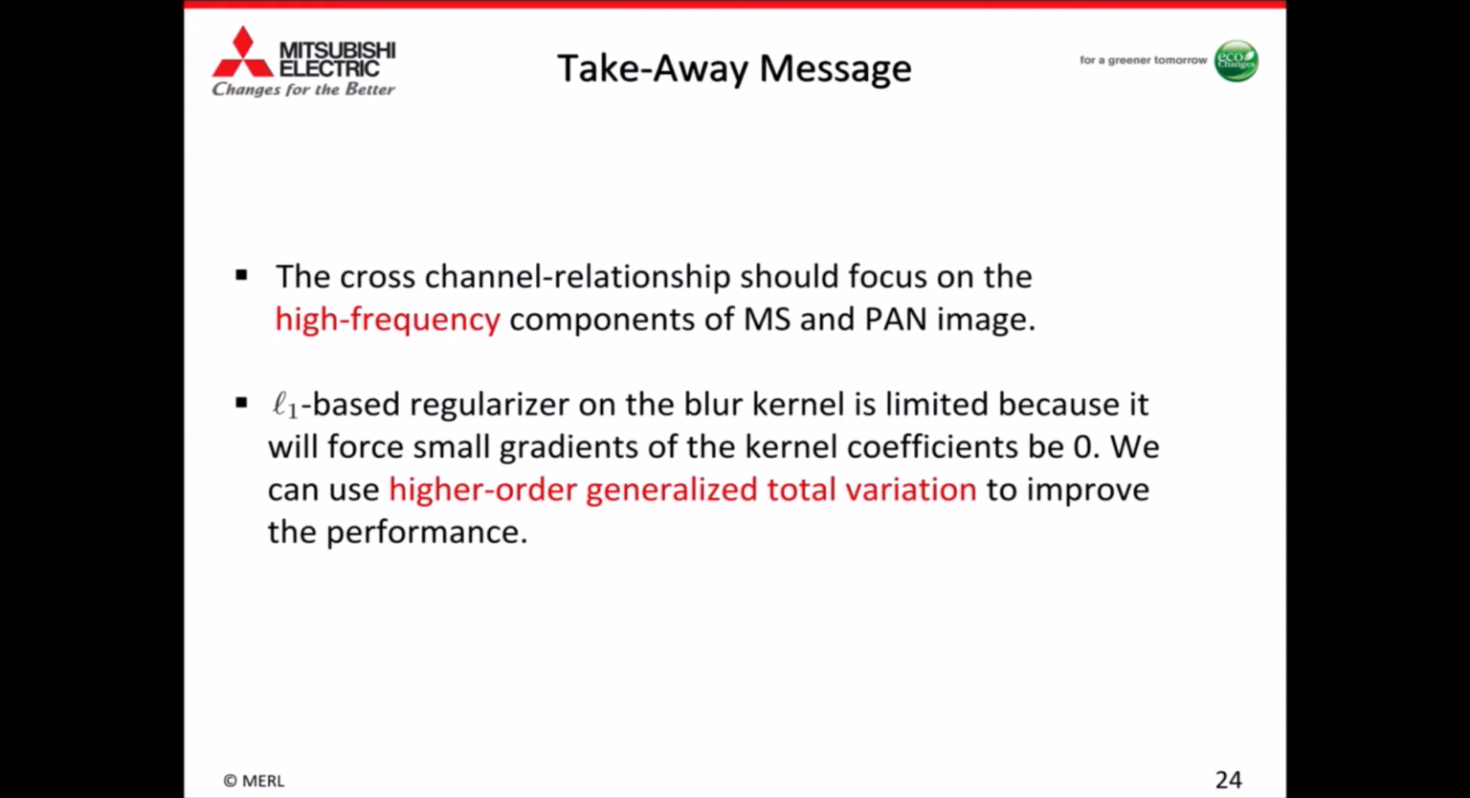So the takeaway message is that, first, the cross-channel relationship should be focused on the high-frequency components of the multispectral and panchromatic image. Second, previous L1 regularization on the blur kernel is limited because it will force small gradients to be zero, which deviates from the shape of a Gaussian-like kernel. And we can use higher-order generalized total variation to overcome the drawback.